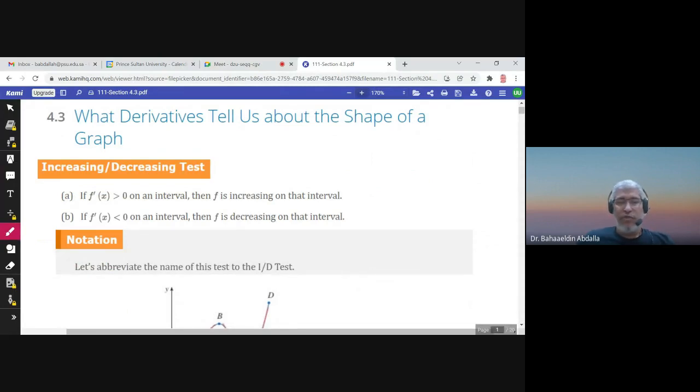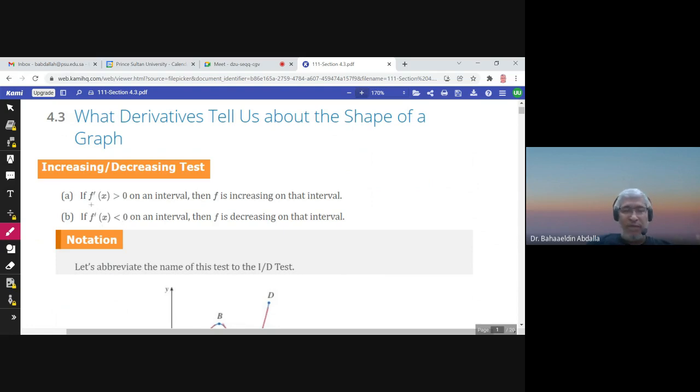This is section 4.3: What derivatives tell us about the shape of a graph. From the derivative, we can get some information about the shape of the graph. Let us find out. First, increasing or decreasing.